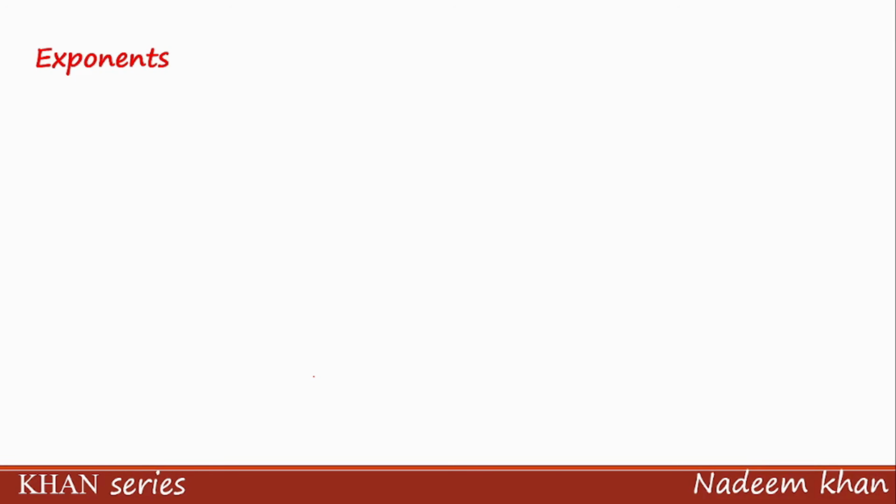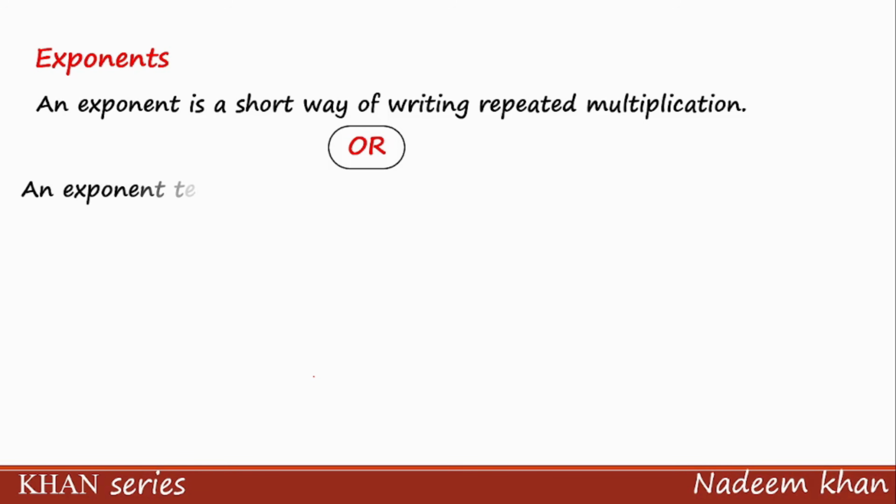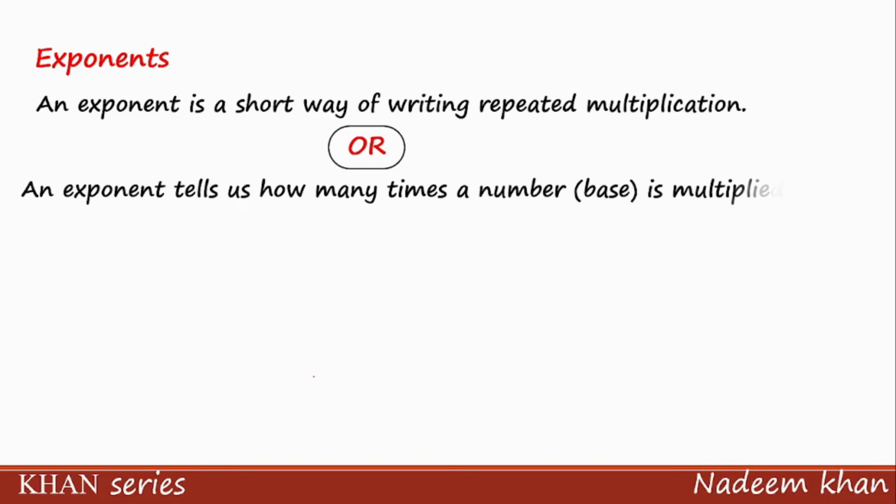What is exponent? An exponent is a short way of writing repeated multiplication. एक्सपोनेंट बार बार होने वाली मल्टीप्लिकेशन के अमल को लिखने का एक मुख्तसर तरीका है and an exponent tells us how many times a number which is called base is multiplied by itself. एक्सपोनेंट हमें बताता है कि कोई नंबर यानी बेस कितनी बार खुद से मल्टीप्लाई किया जाता है.